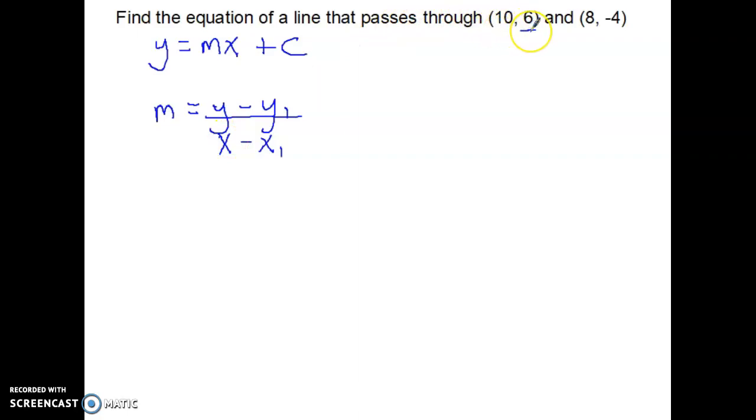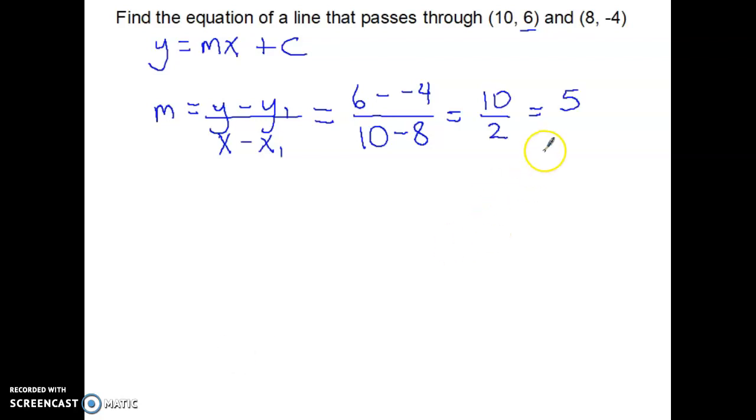Now, if I choose the 6 to go first for the y value, you must choose the 10. You must choose the x value from the same ordered pair. Now I did my working here, and now I'm just going to solve it for my gradient. And what this means is that the line is going to go 5 units up and 1 unit in the positive direction. It's going in 2 positive directions, 5 up and 1 to the right.